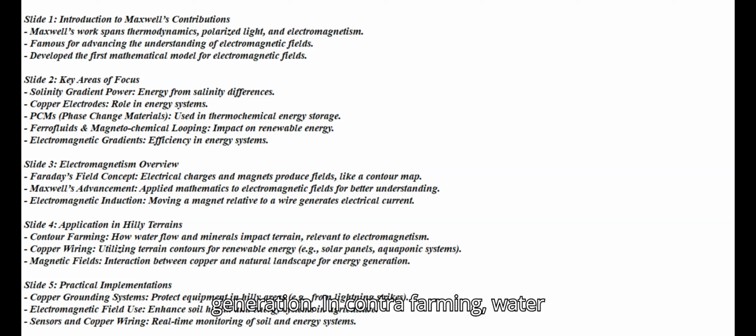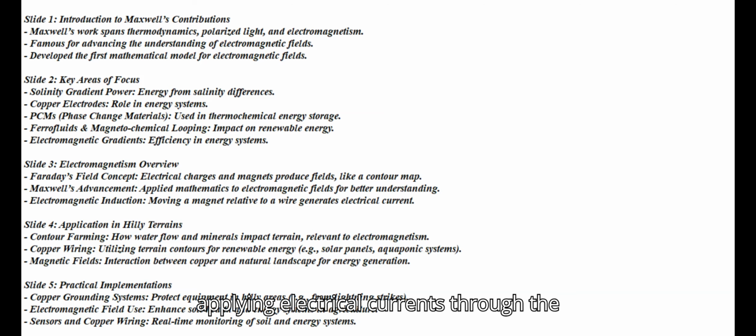In contour farming, water runoff can carry minerals, and copper piping in aquaponic systems could regulate nutrients and promote plant growth while affecting electromagnetic properties in the soil. Copper grounding systems can protect electrical equipment from lightning strikes, and natural mineral buildup in the soil could enhance conductivity, benefiting both agriculture and electromagnetic applications.